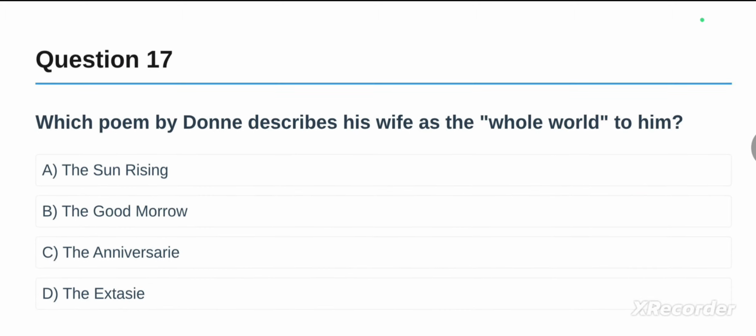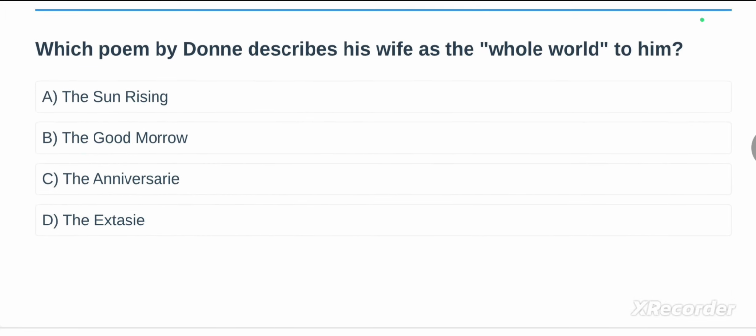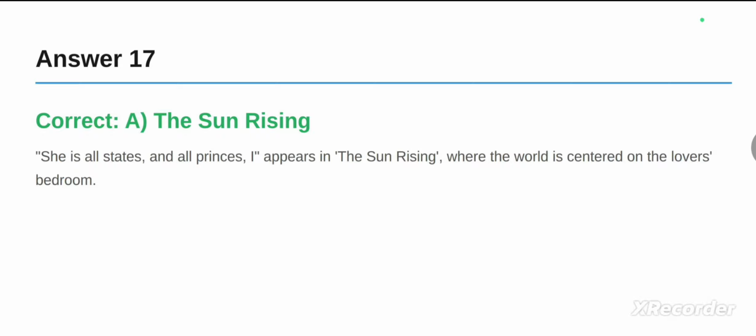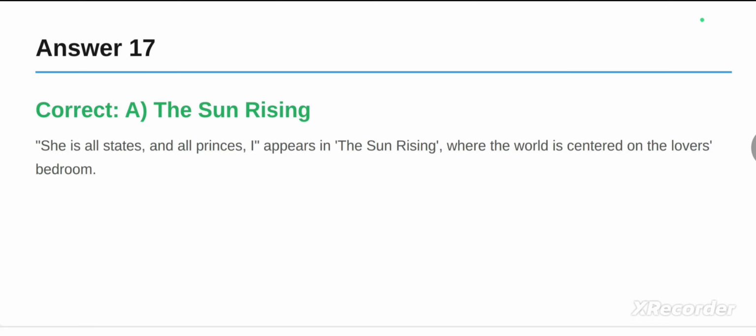Which poem by Donne describes his wife as the whole world to him? The answer is The Sun Rising. She is all states and all princes I, appears in The Sun Rising, where the world is centered on the lover's bedroom.